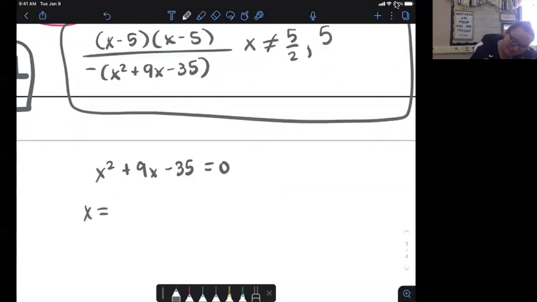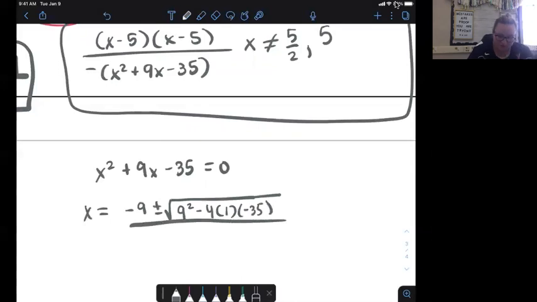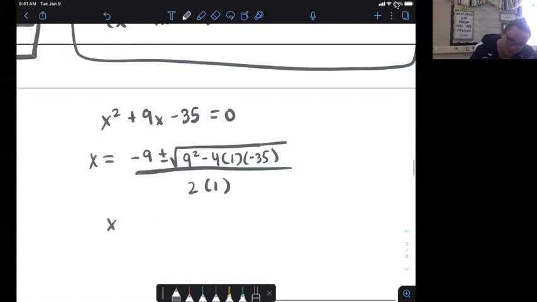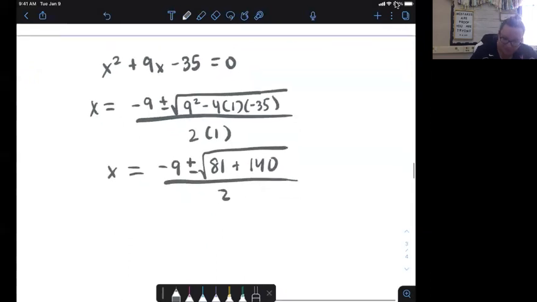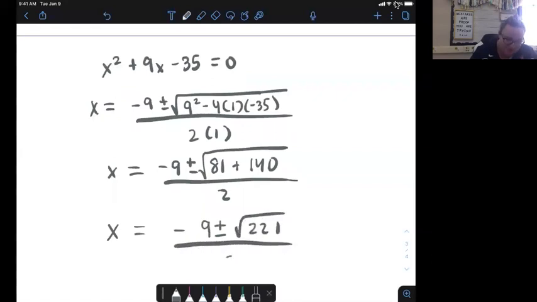So x equals the negative of 9 plus or minus the square root of 9 squared minus 4 times 1 times negative 35 all over 2 times 1. So x equals negative 9 plus or minus 81, let's see here. What is 4 times 35? All over 2. So negative 9 plus or minus plus 81 is 221 all over 2.